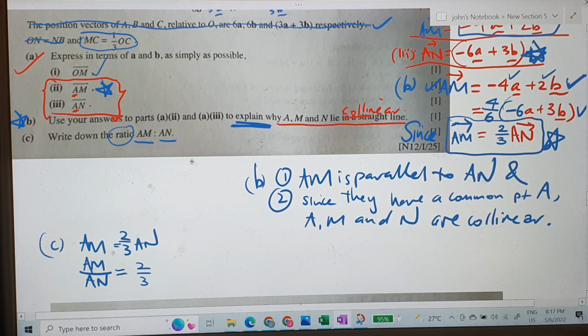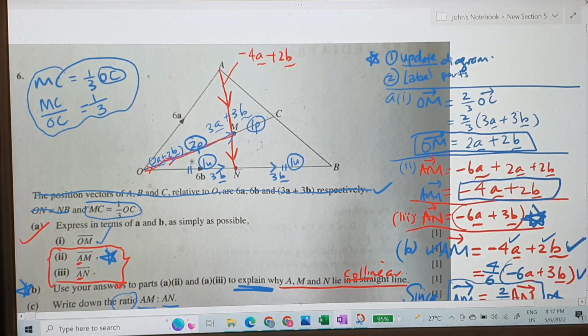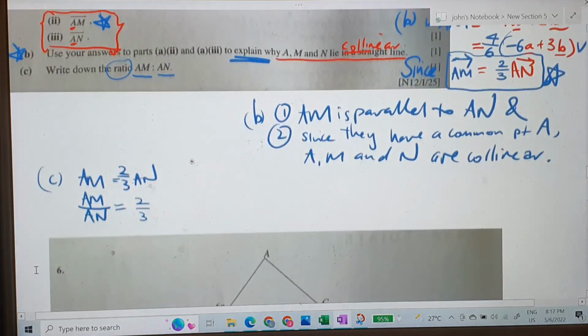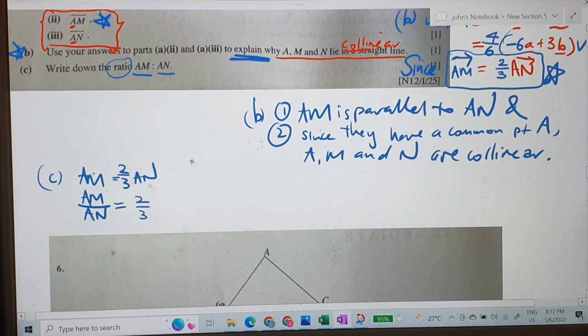Using the same method that I taught you here. This is a very powerful method, trust me. You write all the unknowns on one side. AM is here already, right? You divide both sides by AN, you will get AN here, leaving the 2 over 3 here. This means that AM is 2 units, AN is 3 units. So your answer is just 2 is to 3. Finish already. We'll stop here today.